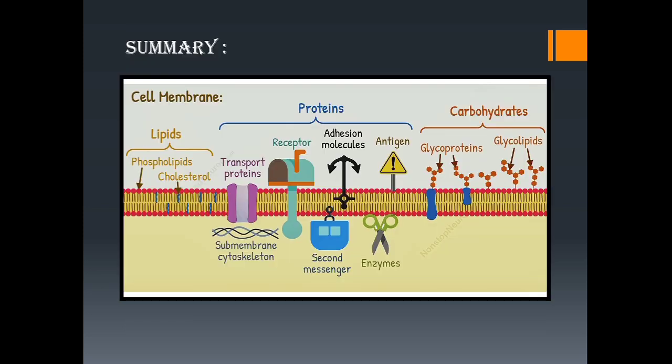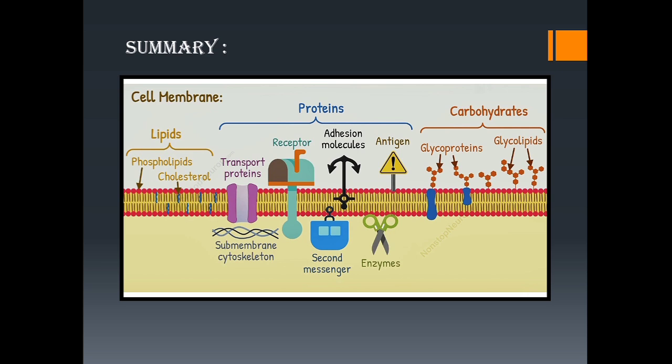The plasma membrane is a composition of lipids, proteins, and carbohydrates. These are all the components of the cell membrane, that is, the plasma membrane. In lipids, we can see phospholipids and cholesterol. The cholesterol is embedded within the plasma membrane, which helps maintain the structural integrity of the plasma membrane. And the phospholipid bilayer works like a backbone of the plasma membrane, which helps in maintaining its structural integrity.